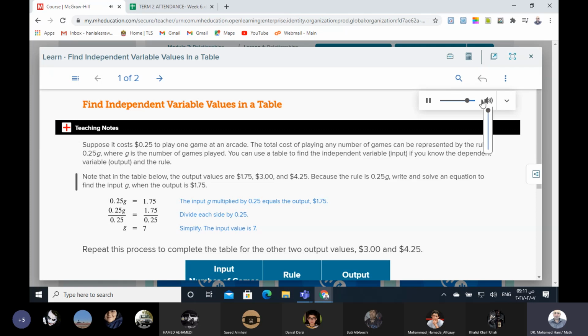Note that in the table below, the output values are $1.75, $3, and $4.25. Because the rule is 0.25g, write and solve an equation to find the input g when the output is $1.75. The input g multiplied by 0.25 equals the output, $1.75. Divide each side by 0.25. Simplify. The input value is 7.